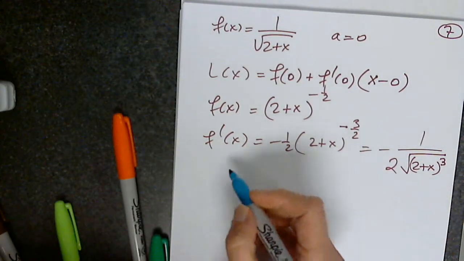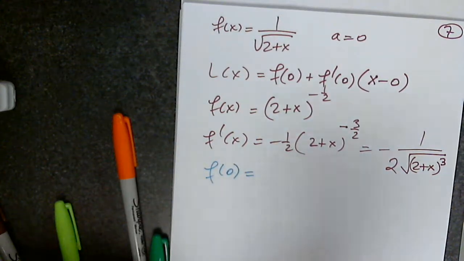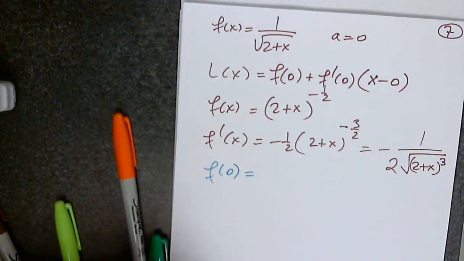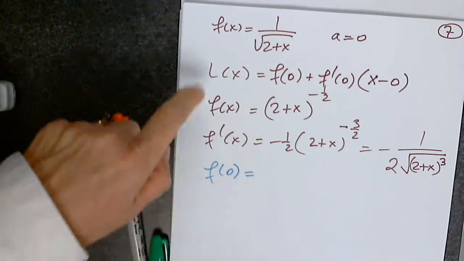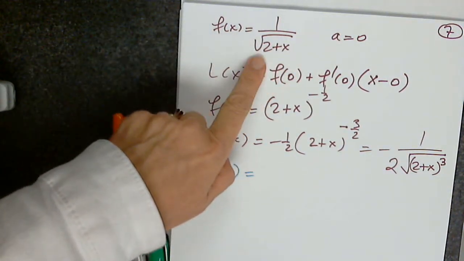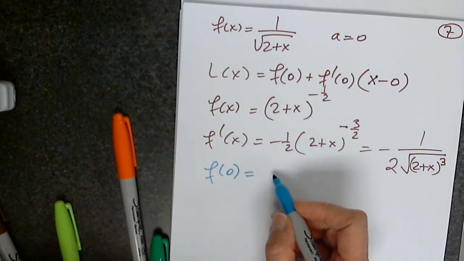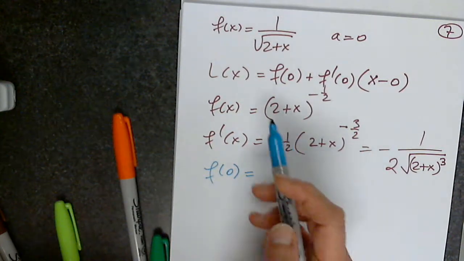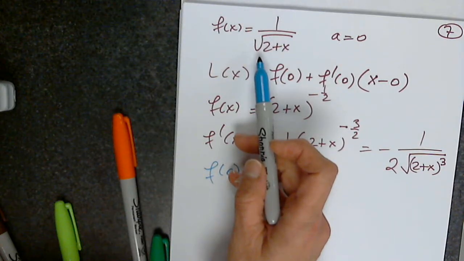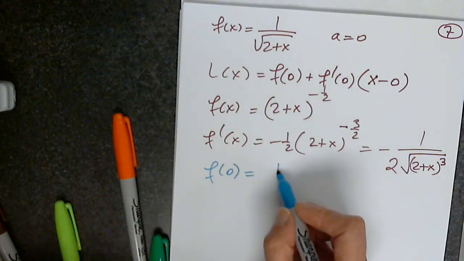Okay, so let's determine f of 0. How much is f of 0? This is the function. We have to plug in 0, so we get the square root, yes, 1 over 2. Okay, I didn't hear that part.